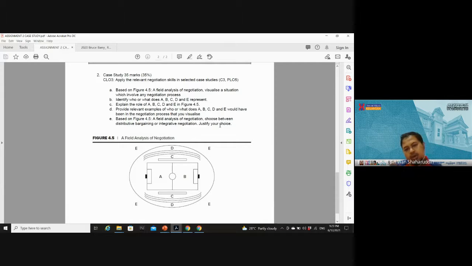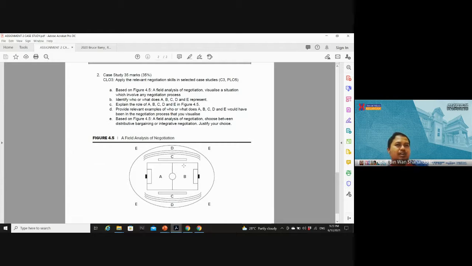Looking at this alphabetical order A, B, C, not the lowercase, the uppercase over here, A, B, C, D, and also E. You need to identify who or what A, B, C, D, and E represent. So you need to identify the term that we use to name or represent A, B, C, D, and E. Explain the role of A, B, C, D, and E in figure 4.5, and then provide a relevant example of who or what A, B, C, D, and E would have been in the negotiation process that you visualize.